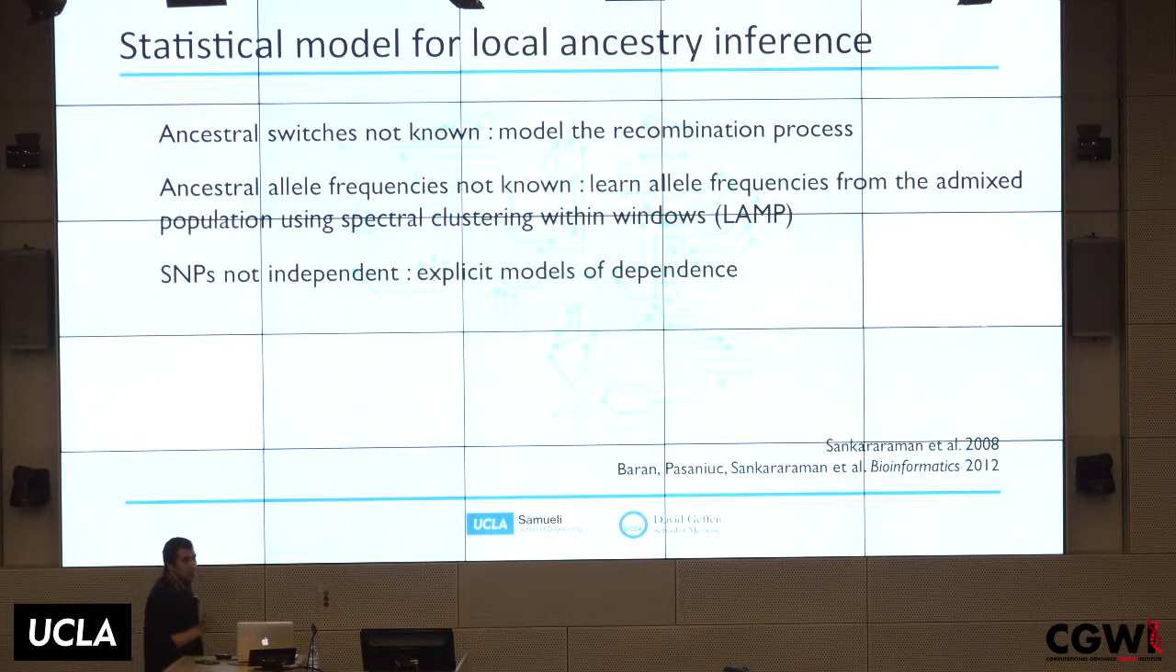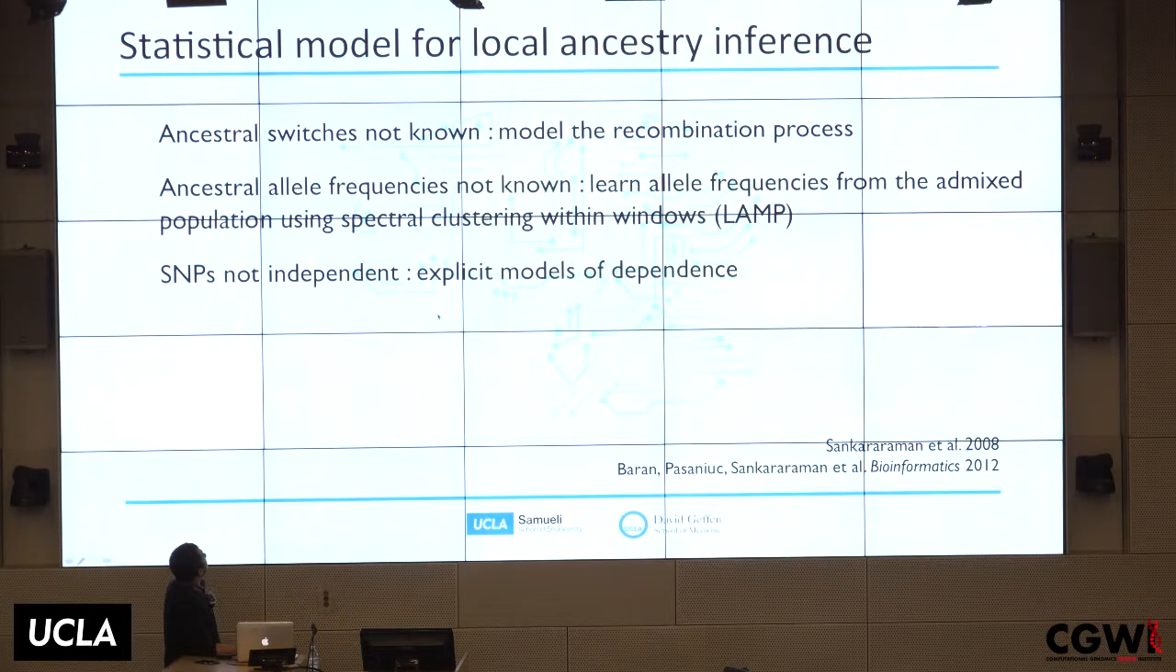I won't get into too many details, but the way we do this is we model the recombination process. So we say that there is recombination, and this recombination occurs at a certain rate. And given some information about how many generations this process has been occurring and what the frequencies of the two ancestries are, we can infer how likely it is to switch between the different ancestries.